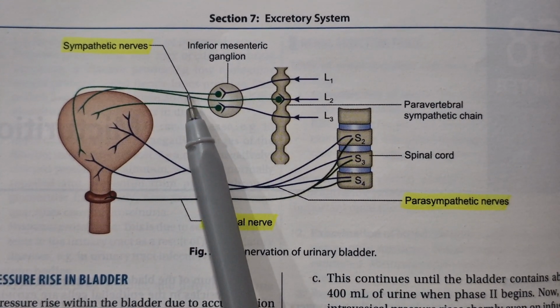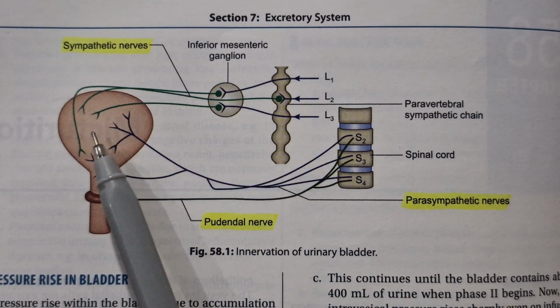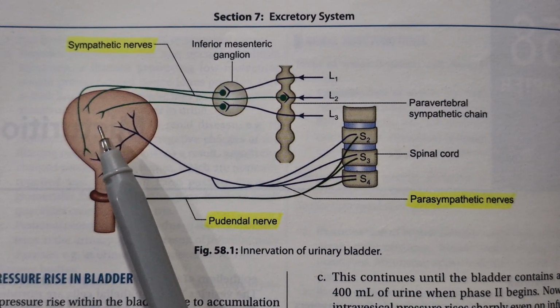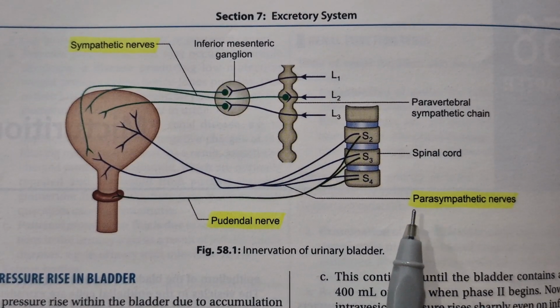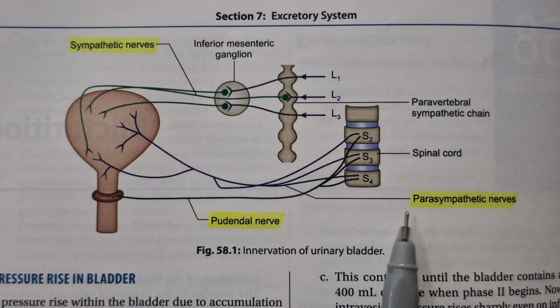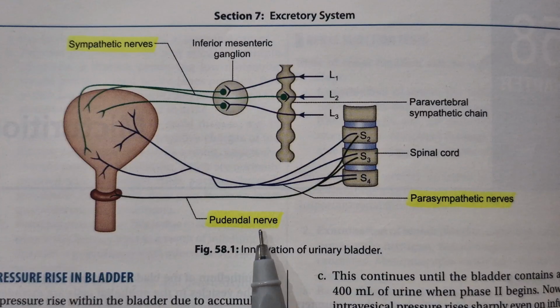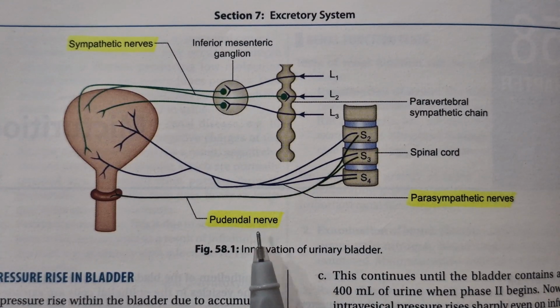Sympathetic nerves supply the internal urethral sphincter and the detrusor muscle. Parasympathetic nerves also supply the internal urethral sphincter and the detrusor muscle. Pudendal nerve supplies the external urethral sphincter.